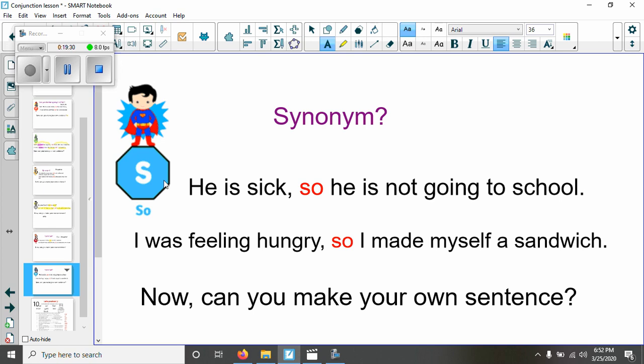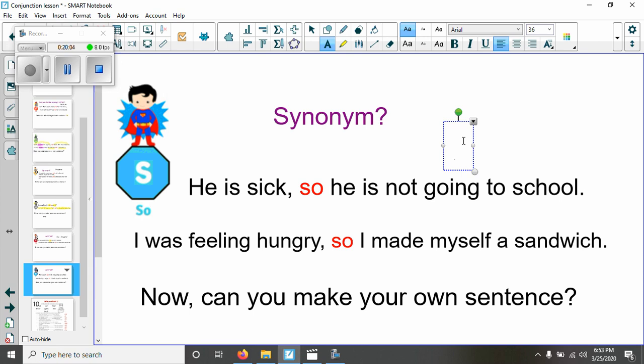The S, and this is the last one. So, of course you know the synonym of so. You can say it. It's pretty easy. Come on, year 3. If you don't know the synonym of so, you can just read the first sentence and try to guess it from that context. So let's read together. He is sick, so he's not going to school.